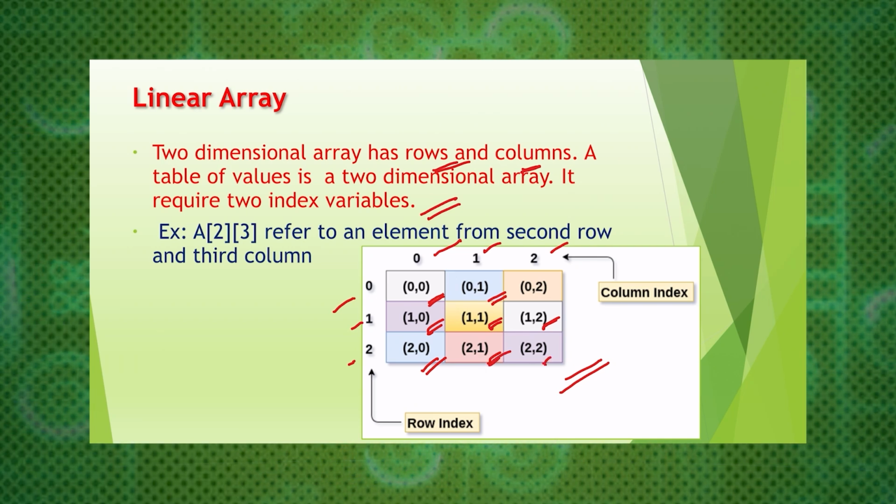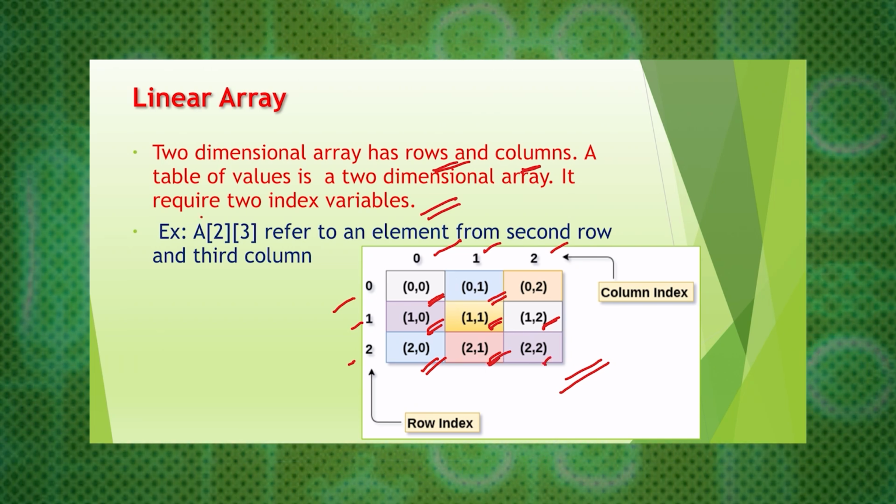So in this way, whenever we write A[2][3], where A is the name of the array and 2 and 3 are the index numbers, the 2 will indicate the second row and 3 will indicate the third column. So this is an element which is from the second row and the third column.